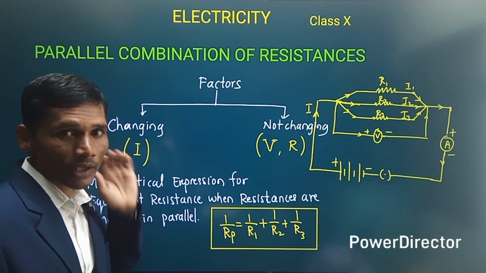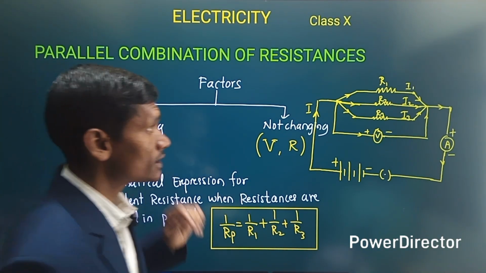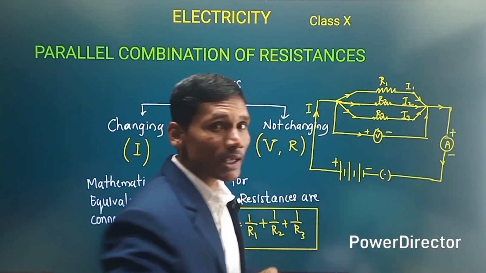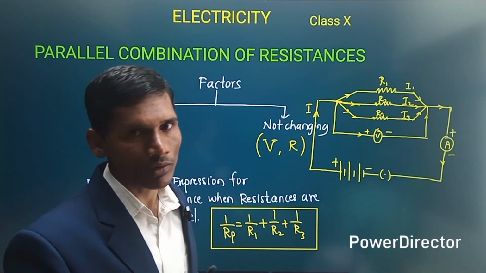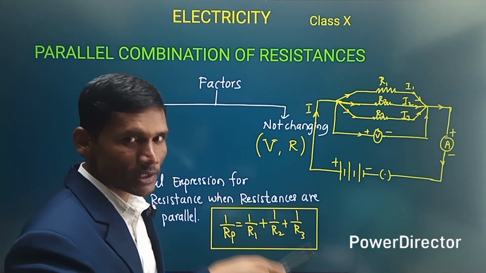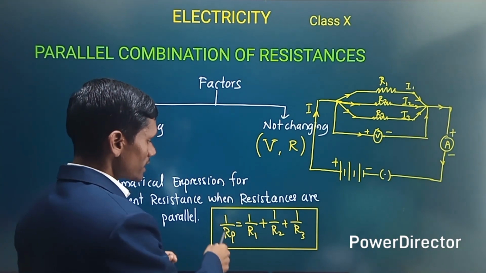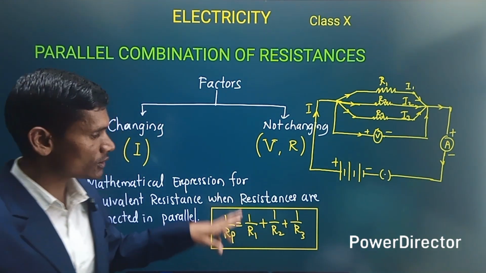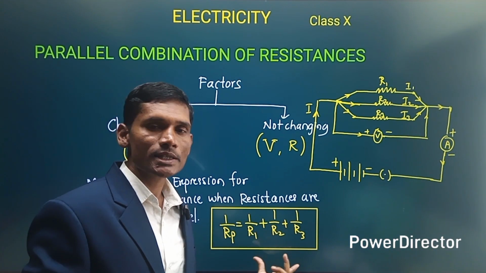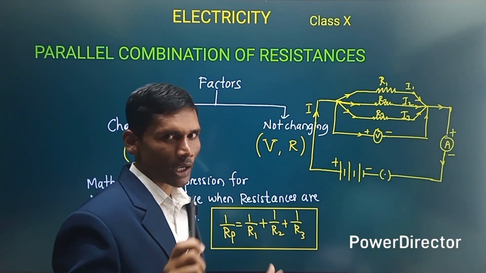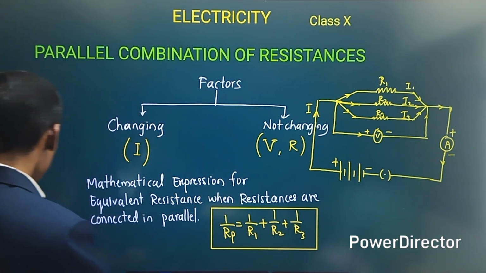Next, if you want to calculate the equivalent resistor, meaning instead of all these three, we can replace them with one resistor, that is the equivalent resistor. To calculate it, you can say 1 upon Rp is equal to 1 by R1 plus 1 by R2 plus 1 by R3. This is the formula by which you can calculate that equivalent resistance.